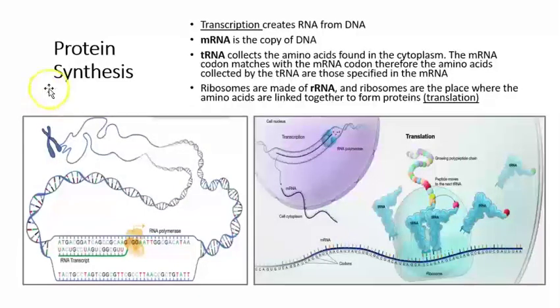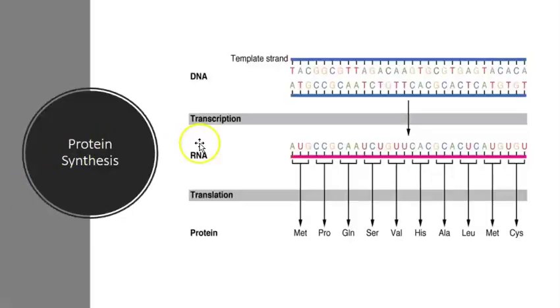How do we create proteins from DNA? The first step is transcription. The next step is translation. So what is transcription? It is getting information from the DNA and creating RNA. What is translation? It is getting the RNA and, from the RNA, creating proteins.